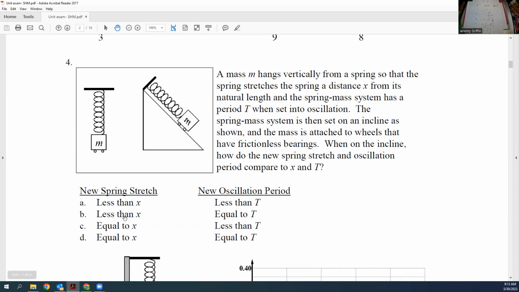So the one on the right would stretch less. I think the answer's got to be B. Let me check my answer on the answer key. Yeah, it's B, and for that reason: Hooke's law for how much it stretches, and the time period of oscillation.